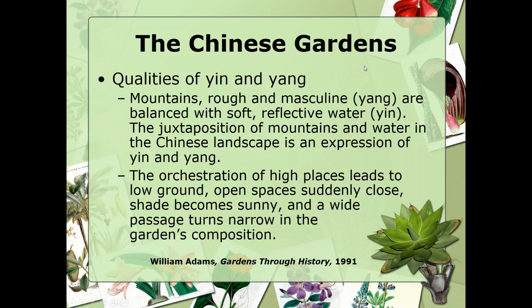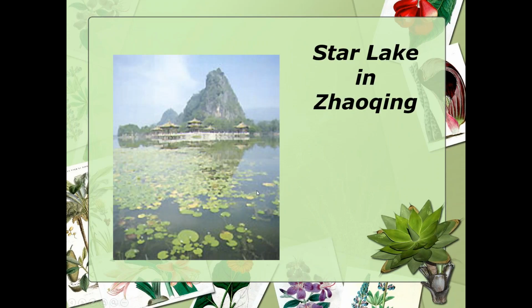In the Chinese garden, the qualities of yin and yang are very important. Mountain ranges were rough and masculine, the yang, and are balanced with soft reflective water, the yin. And the juxtaposition is the theme that you can see throughout. So yin, yang, rough versus soft. You can see that here in the background of the topography of the giant sharp-edged mountain with the reflective lily pond in front of it and the soft bend of the roof echoed in the architecture.